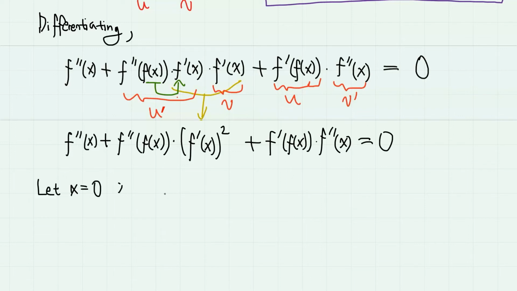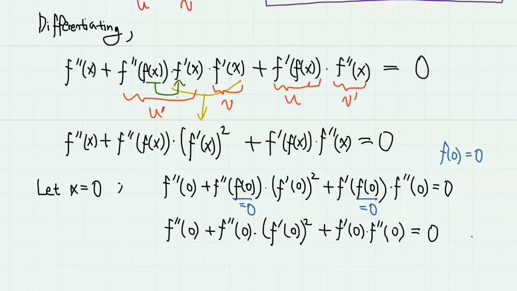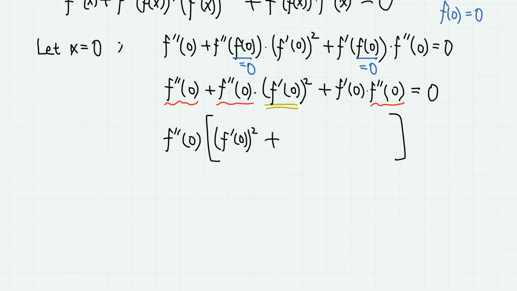Letting x equal 0 again, we have this. And then again, we use the given condition that f(0) equals 0. So we have this equation. Now notice that we have this f''(0) as common. So we can write f''(0) times, we have this part, f'(0) squared plus this part, f'(0), then 1 here. So we have plus 1 equals 0.